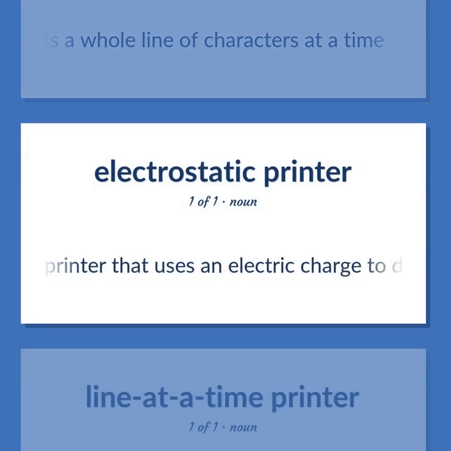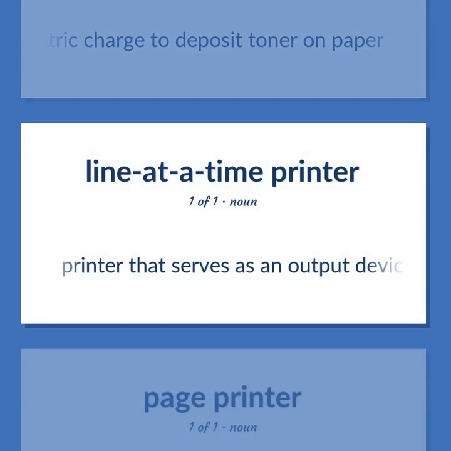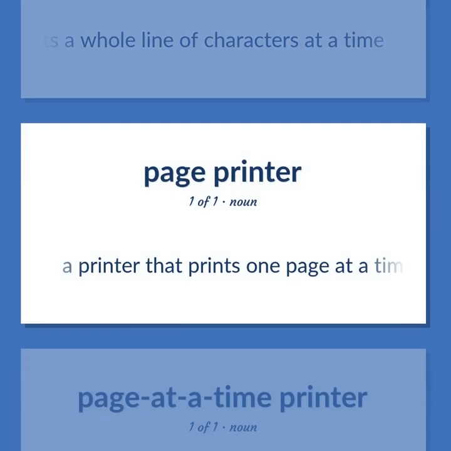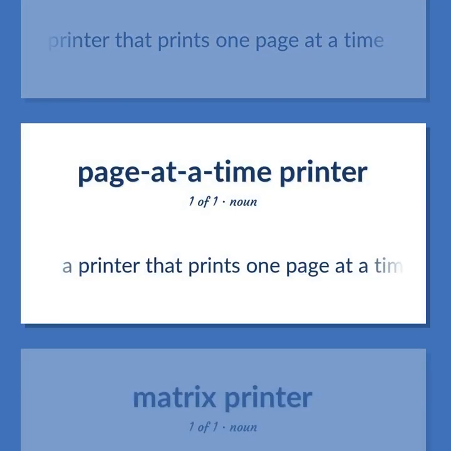A printer that uses an electric charge to deposit toner on paper. Printer that serves as an output device on a computer. Prints a whole line of characters at a time. A printer that prints one page at a time.